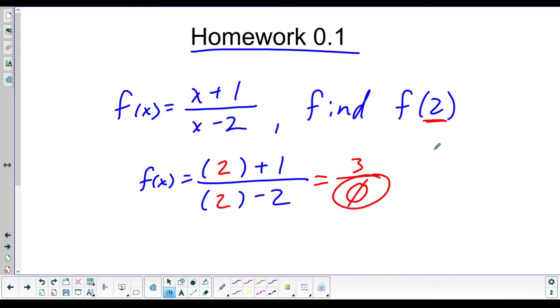In math, there are 2 rules you are not allowed to break. This is like the worst sin you could possibly commit in mathematics. I would rather have you tell your grandmother that you didn't even like the chocolate chip cookies she made you for Christmas than divide by 0. That's how serious this is.